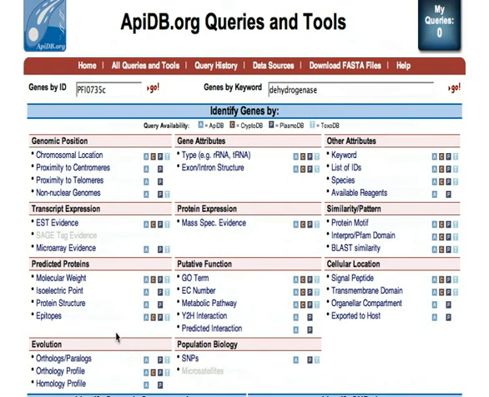In this query grid, you'll see that there are various icons, and this indicates the availability of data in the various Api sites for this type of information. A indicates ApiDB, C for CryptoDB, P for PlasmoDB, and T for ToxoDB.